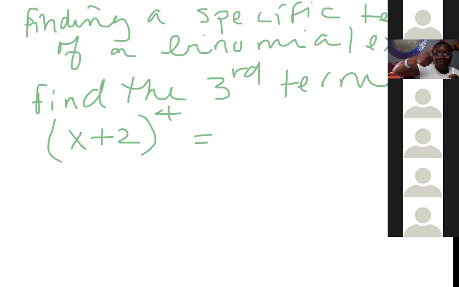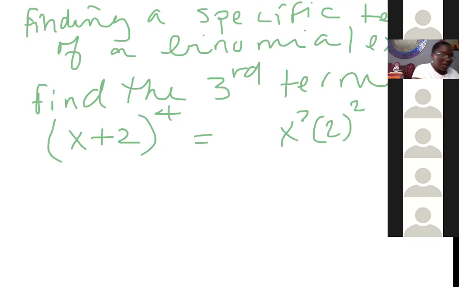4, that represents the first term. That's the power on the x. 4, and then 3, second term. 2, the third term. So the third term has the power on the x equal to 2. I wrote the wrong thing. The power on the x is going to be 2. Now, if the power on the x is 2, then the power on the 2 will also have to be 2.